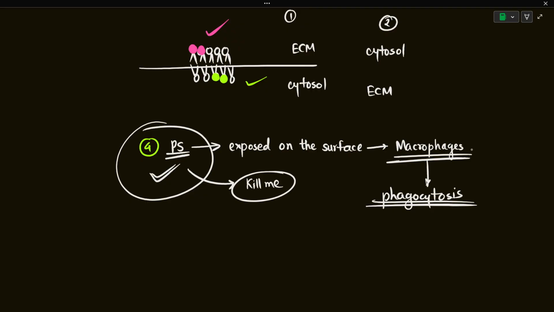And with this, we are done with the plasma membrane part, specifically the lipid part. In the next lecture, we will start learning about membrane proteins, the different types of membrane proteins that are present in the lipid bilayer.